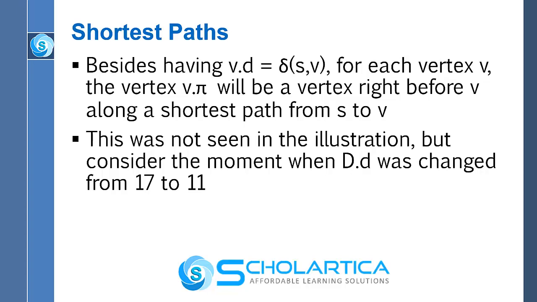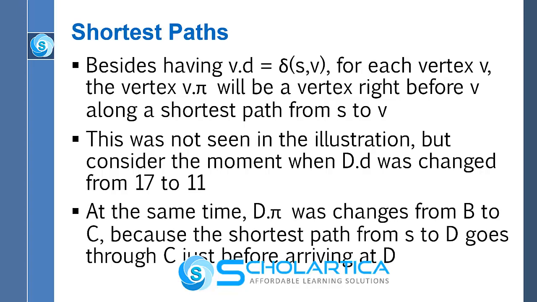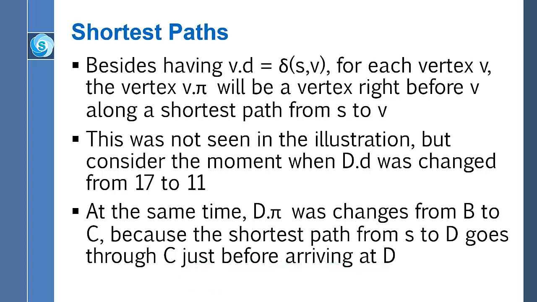Let's consider the moment when D.d was changed from 17 to 11. If you go back a couple slides and look at that, you'll see that at that moment, D.pi was changed from B to C. And that's because the new shortest path that we discovered went through C just prior to arriving at D.